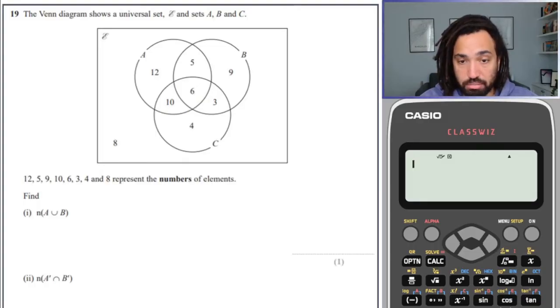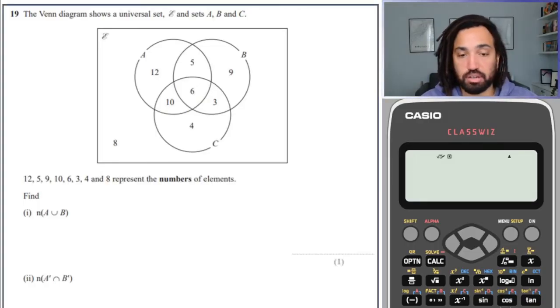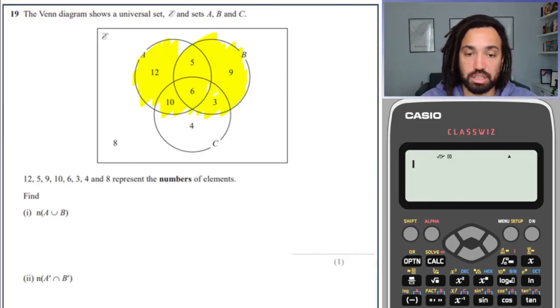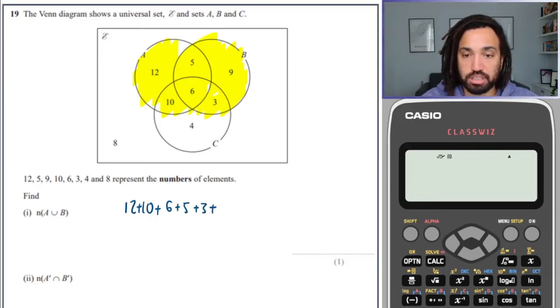Okay, we've got these numbers inside this Venn diagram which represent the number of elements, not the elements themselves. And it's asking for the number which is in the union of A and B. So the union is everything that's in A, or I can shade everything which is in B. So I need to add these numbers up. So 12 plus 10 is 22, plus 6 is 28, plus 5 is 33, plus 3 is 36, plus 9 is 45.